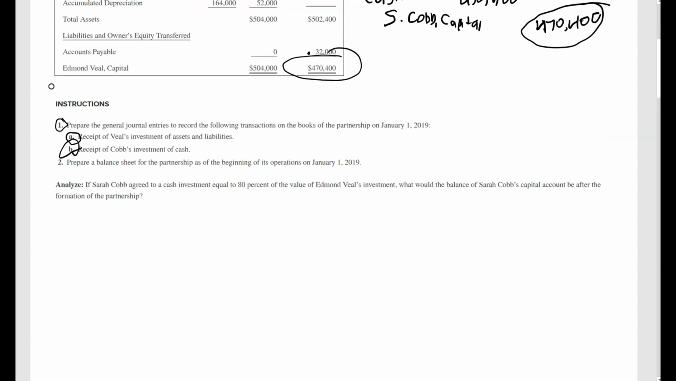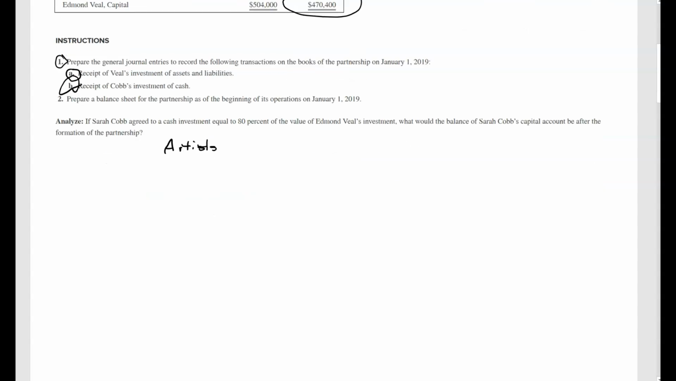Okay, now for number 2, we're going to prepare a balance sheet, and with this new information, with both of their capital amounts and the amount that Edmund brought into the company. So, you're always going to have your 3-row heading. So you will have Artist Supply Company. This is really difficult to write on here. Let's see if this will help.